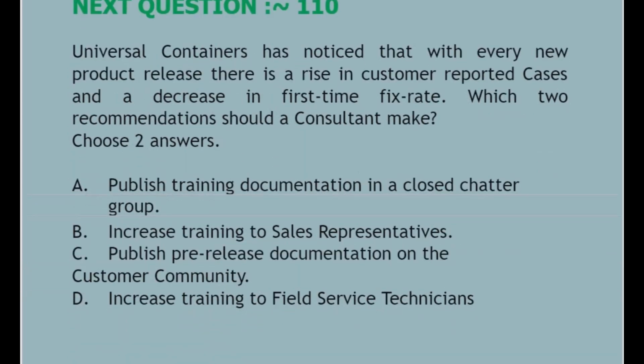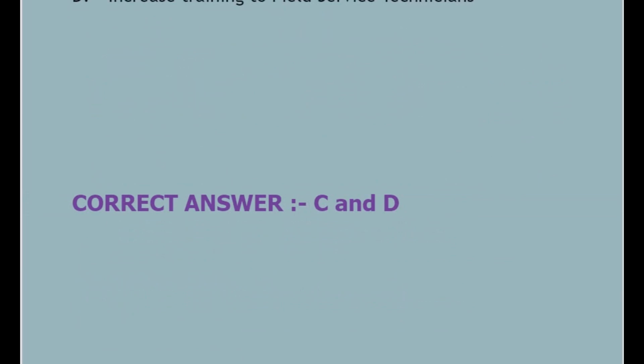Option A, publish training documentation in a closed Chatter group. Option B, increase training to sales representatives. Option C, publish pre-release documentation on the customer community. Option D, increase training to field service technicians. Correct answer is option C and option D.